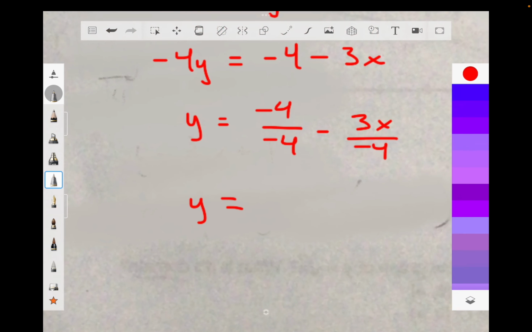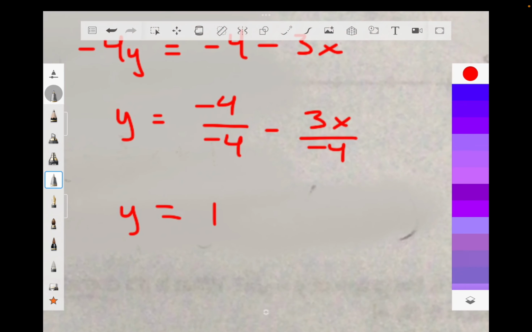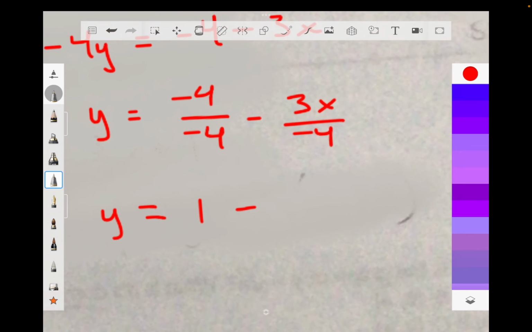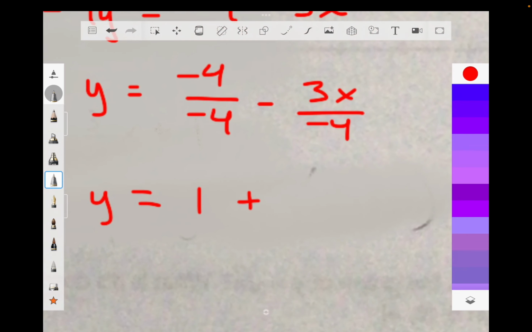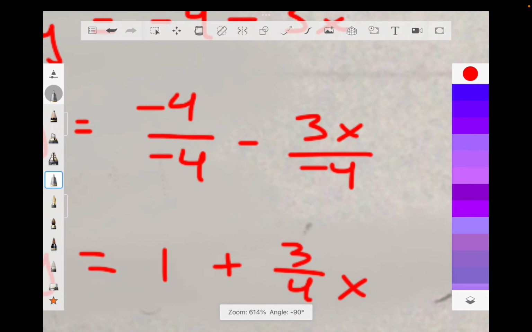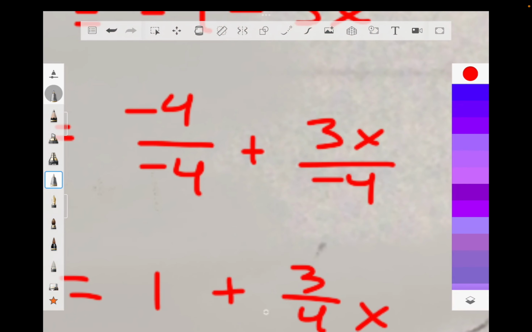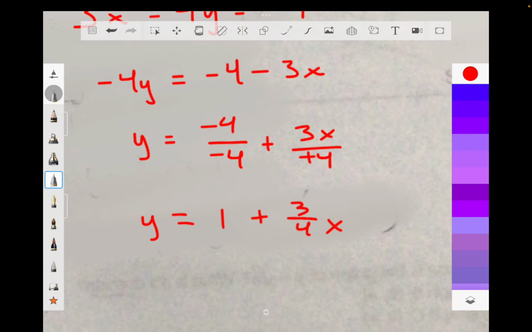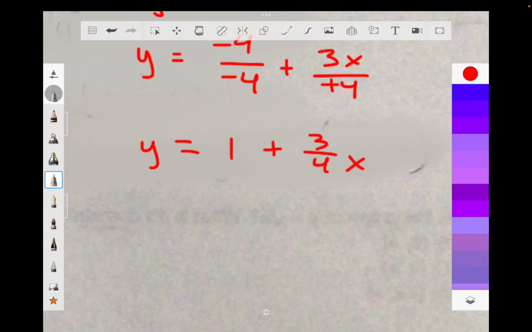Y equals negative 4 over negative 4 is just 1. So 1 minus, because this minus here, make it positive. There you go. And then you could just flop these two. So you get y equals 3 over 4x plus 1.